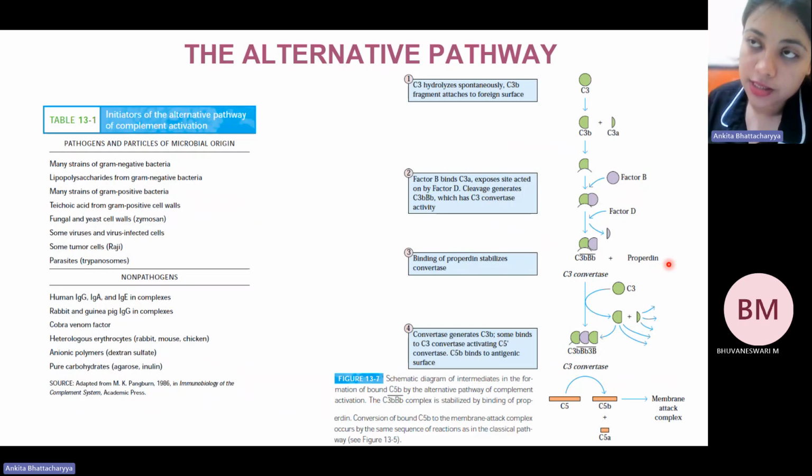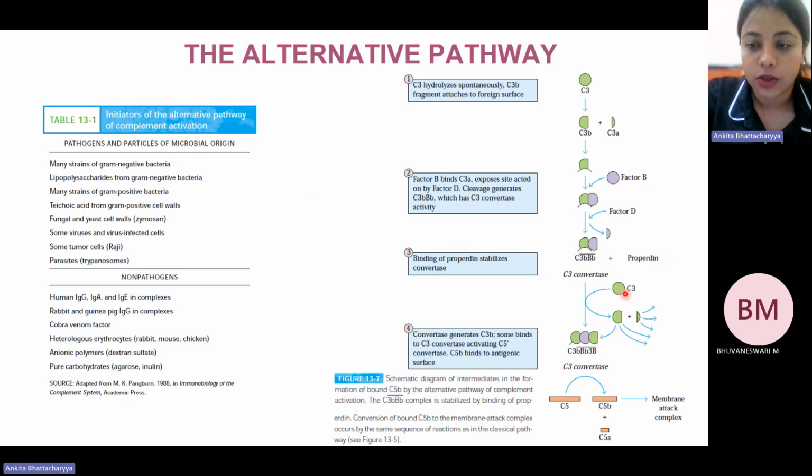Why is the stabilization necessary? Because it will help in triggering more and more C3b formation, and then that can go into a loop, and more C3 convertase will be synthesized, and then a large part of it will proceed forward for the activation of the alternative pathway.